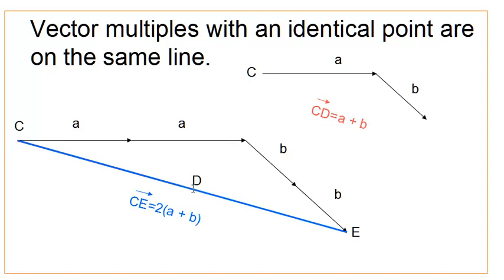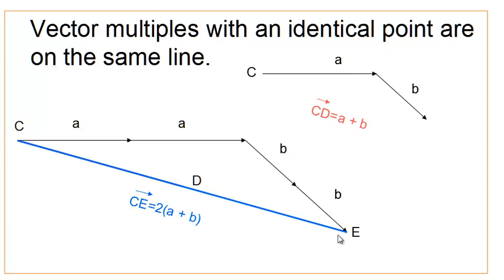this vector, and we can see that it is parallel, and D is the midpoint, which is what we would expect, because if CE is 2A plus B, then CD is A plus B, which is halfway along this point here. But more importantly, from the question we're looking at now, D lies on the same line. All of them lie on the same line because they have one point in common. It doesn't matter which point it is.